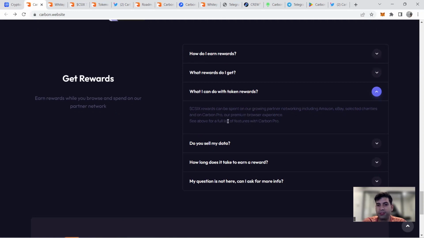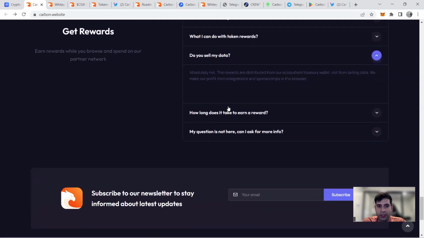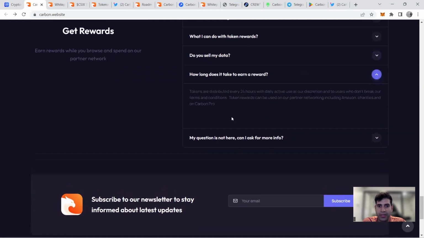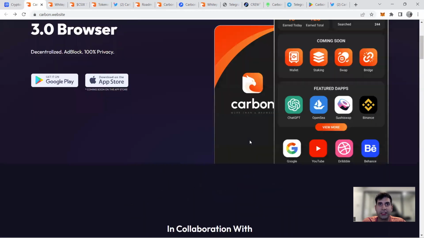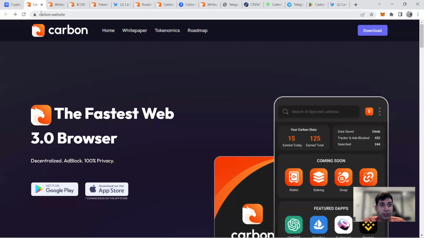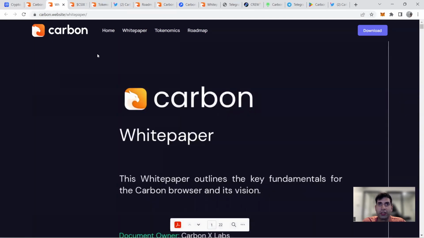For now, some of these features are not enabled because the token is not out yet, and after the token is out, it takes a bit of time for integration with swapping, but these ones will be out faster. They don't sell your data, as they value privacy, and every 24 hours, based on your active usership, you get the tokens distributed. You just have to make sure you don't break the terms and conditions. And if you really want to learn more about the technicality and unique product features, which I just covered, you can always check their white paper.